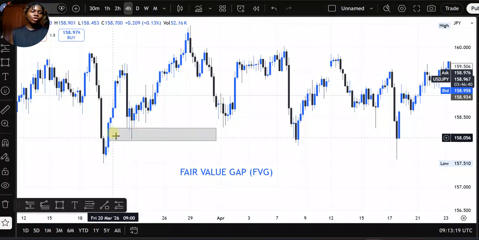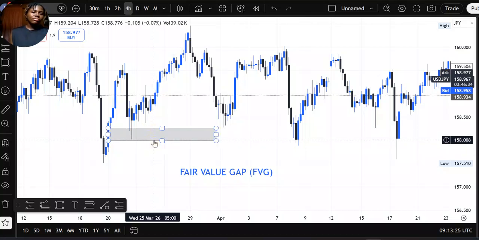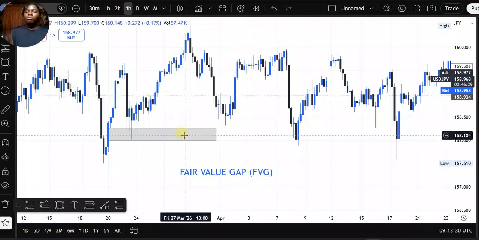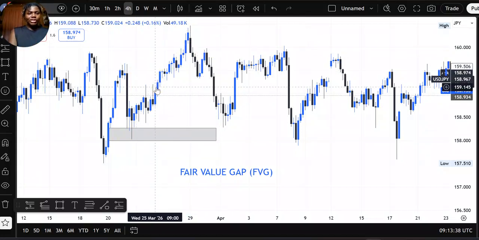If you were to trade this, you usually have your entry points perhaps around the beginning of this, and then your stop loss here, or extended a little further. But you can see price taps back into it and then moves upward. That's for a bullish fair value gap.